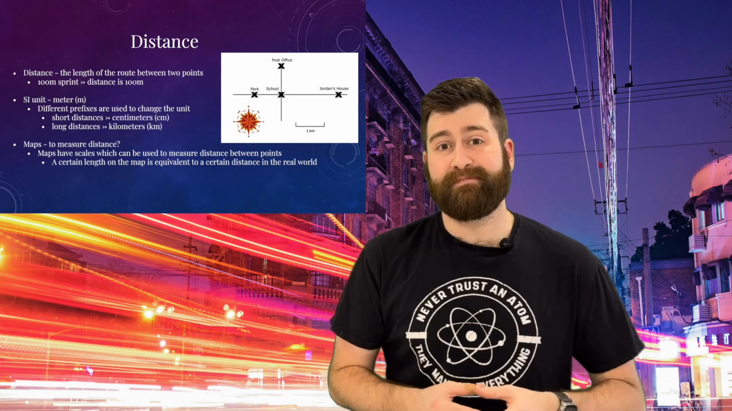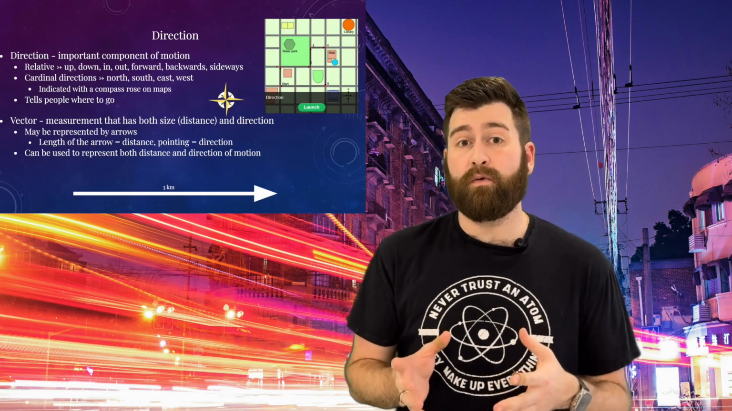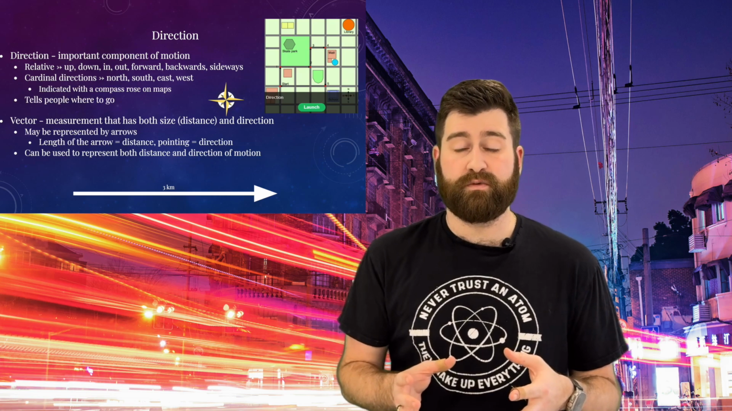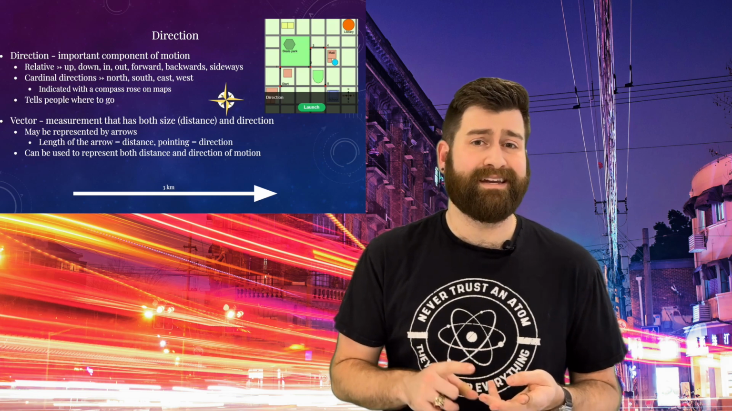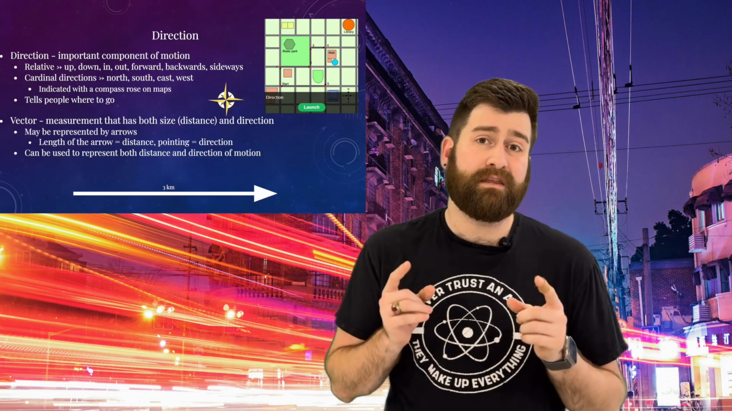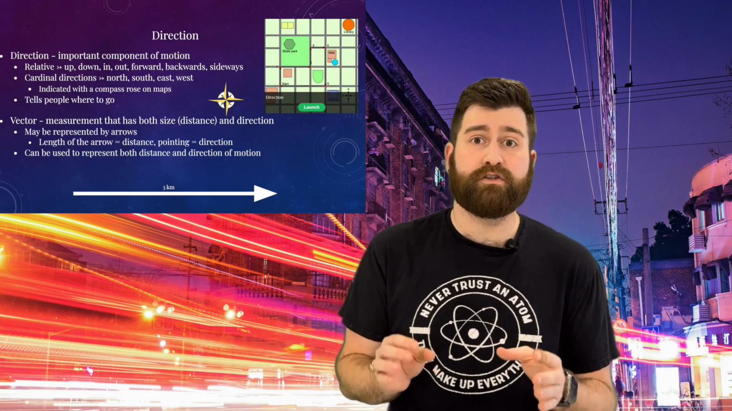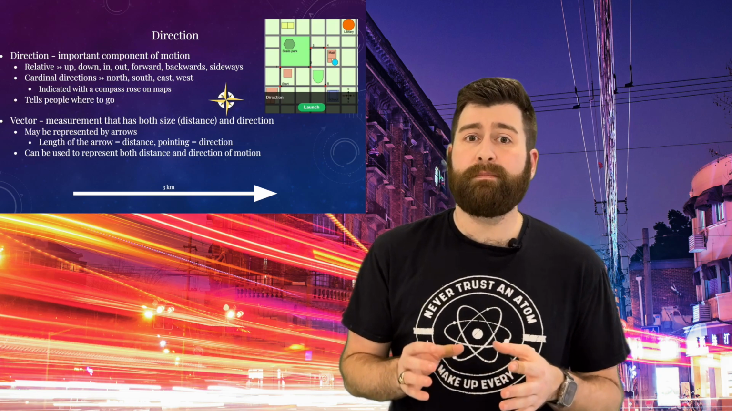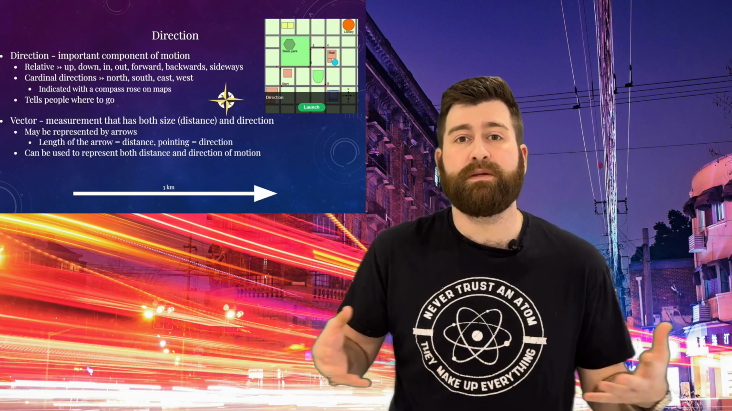But enough about that. Now on to direction, which is an important component of motion. You have things like relative directions, which include up, down, in, out, forward, backwards, sideways. But there are also cardinal directions, which are north, south, east, and west. And these are indicated with a compass rose on maps and tells people where to go.